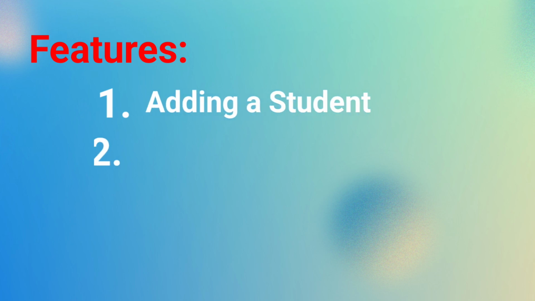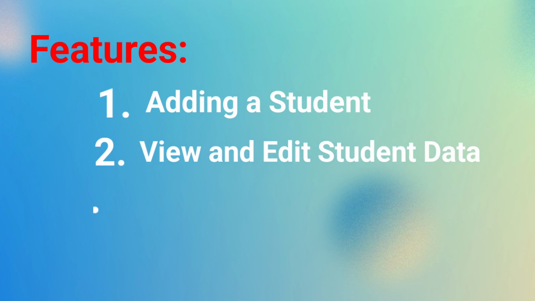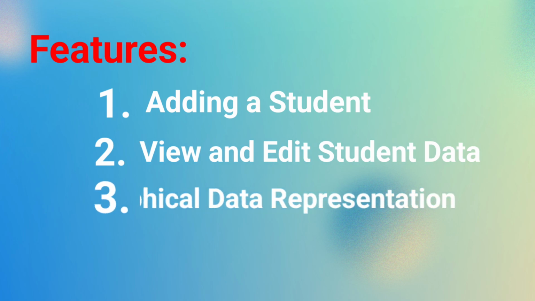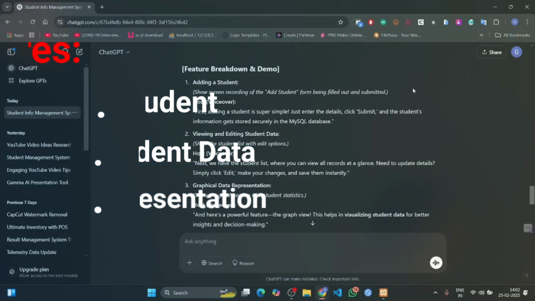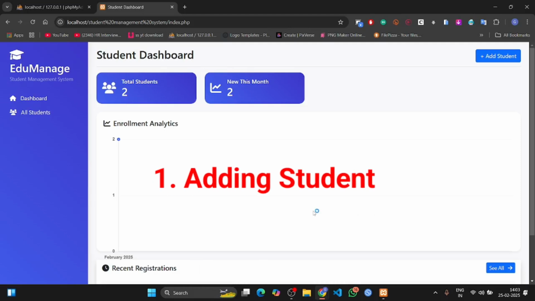Now let's discuss the features of the student information management system. First one is adding a student. Second one is view and edit a student's data. Third one is graphical data representation. Now let's go to the dashboard. So the first feature, adding a student, I'm going to show that.